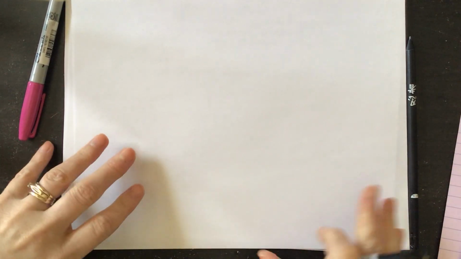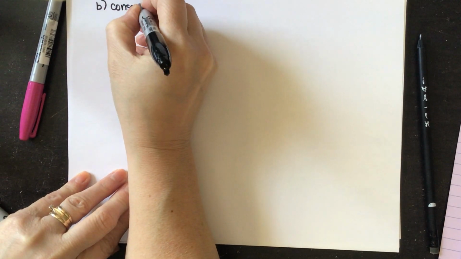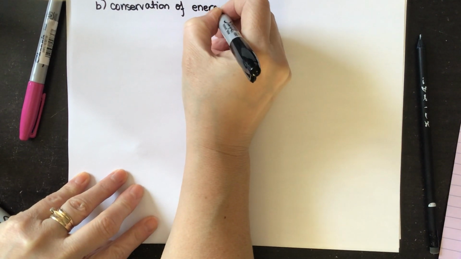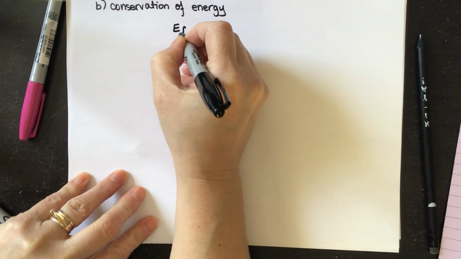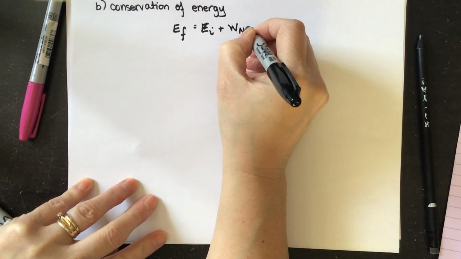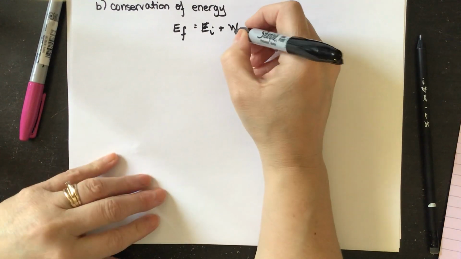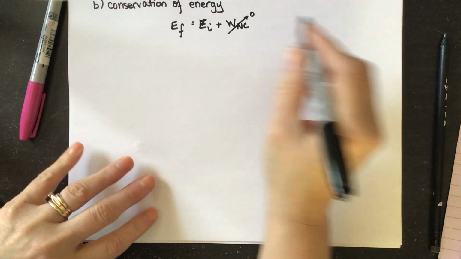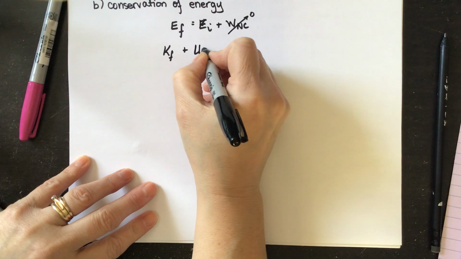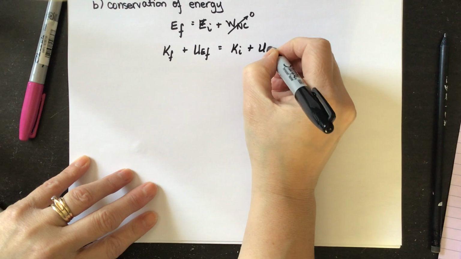So part B, conservation of energy. Conservation of energy says that the final energy of the electron is the initial energy of the electron plus any work done by non-conservative forces. Work done by non-conservative forces means friction and things like that. There is no friction, so that's zero. Our final energy is our final kinetic plus our final potential. And our initial energy is our initial kinetic plus our initial potential.